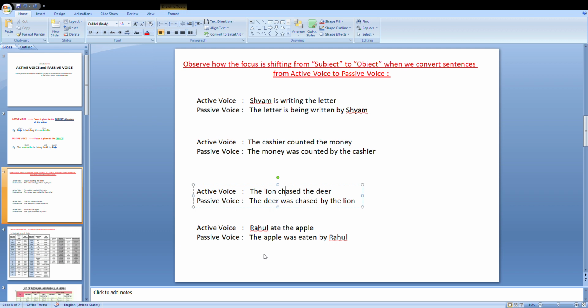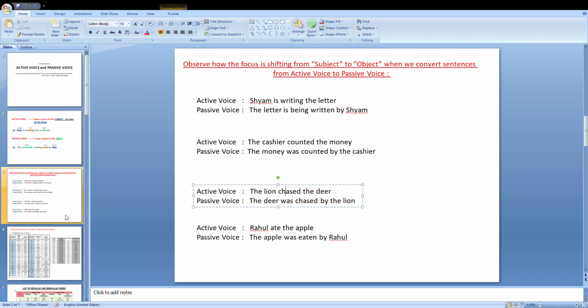I hope you are getting a sense of how the focus is shifting from subject to object when sentences are converted from active voice to passive voice. Just take a second, pause this video here and try to look at these sentences and try to make sense out of them. This is how sentences in active voice can be converted to passive voice.